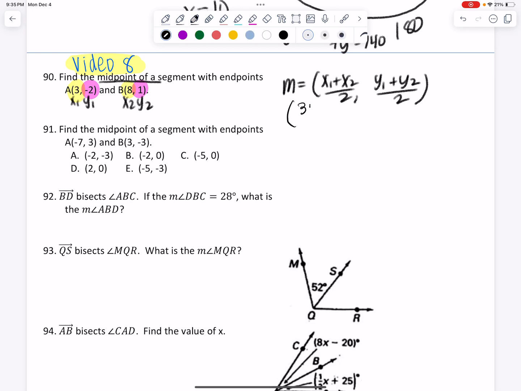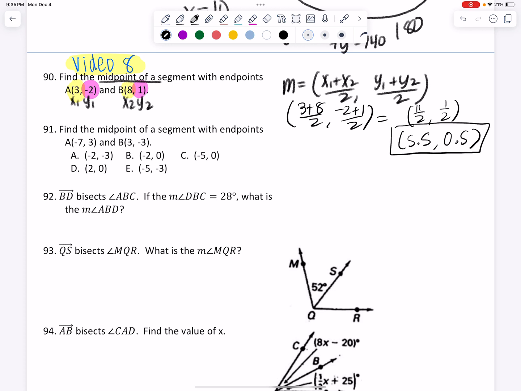So what I'm going to do here is 3 plus 8 over 2, and then negative 2 plus 1 over 2. This answer should be formatted as a coordinate pair. So that's 11 over 2, and then 1/2, which is 5.5, and then 0.5. The middle of segment AB would be at 5.5, comma, negative 0.5. Did I miss a negative here? I did. Hold on 1 second, y'all. That should be negative 1/2, which makes that negative 0.5. Okay? Negative 2 plus 1 is negative 1/2. And so there's my midpoint.